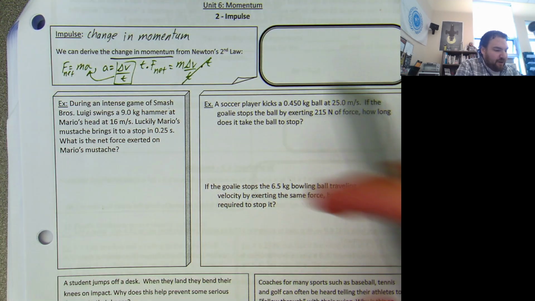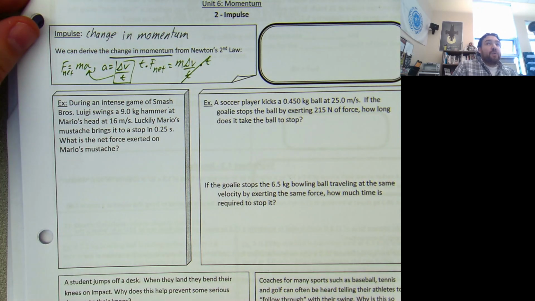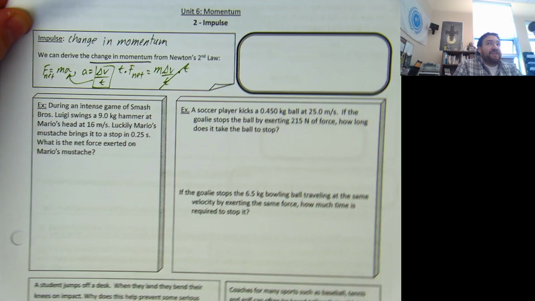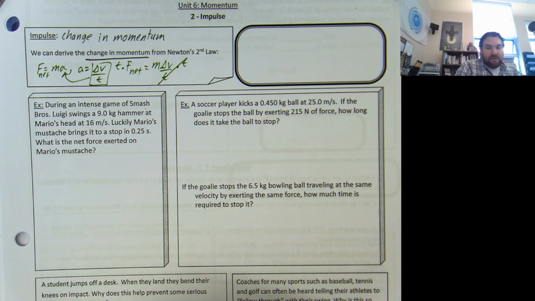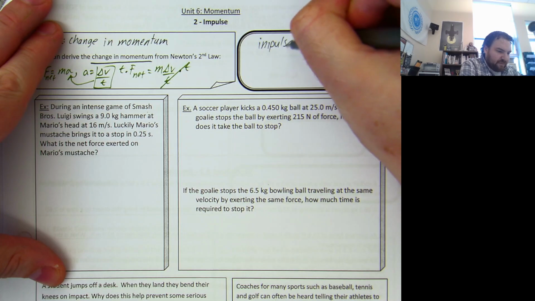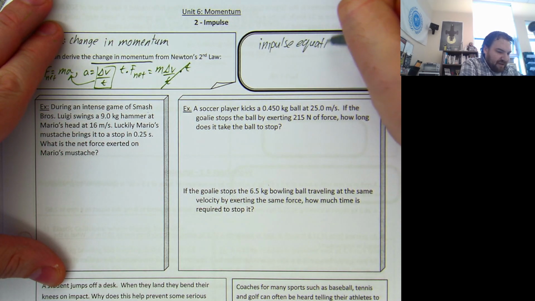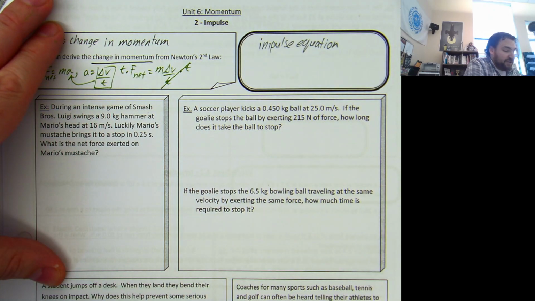And now we can see here that we've got F net times the time is equal to a mass times a change in velocity, which is an expression that I gave you guys before. I just didn't really talk about it as being impulse, but it is. The impulse equation is this little dandy that I just gave to you here, and it is in fact on your formula sheet.